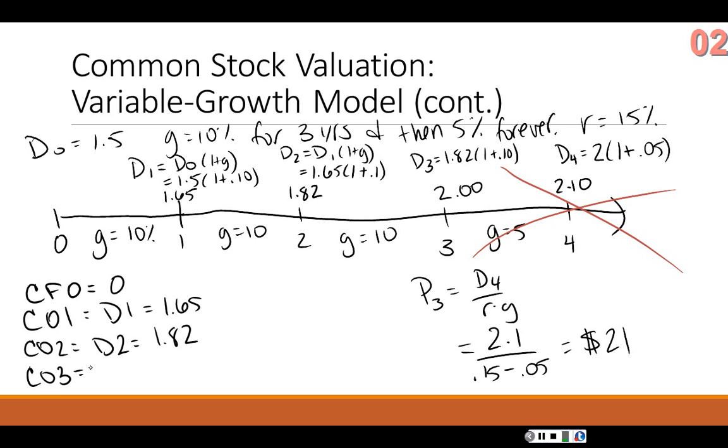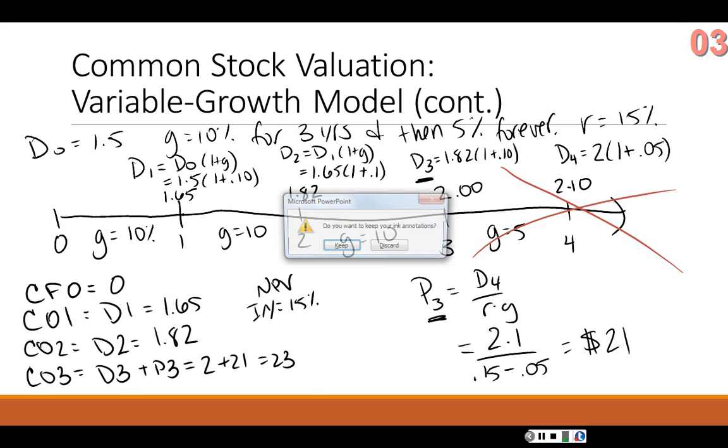And at time period 3, there are two cash flows associated with that time period. We have both the dividend and the price of the stock at time period 3. So we have dividend 3 plus the price of the stock at time period 3. So 2 plus 21 gives you $23. Now you push the NPV button. Enter in your interest rate as the 15% required return and solve for the present value.